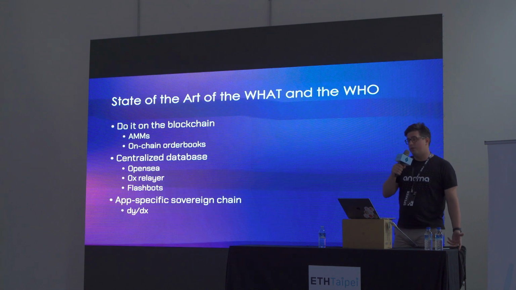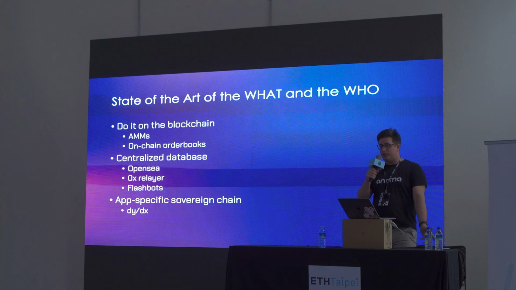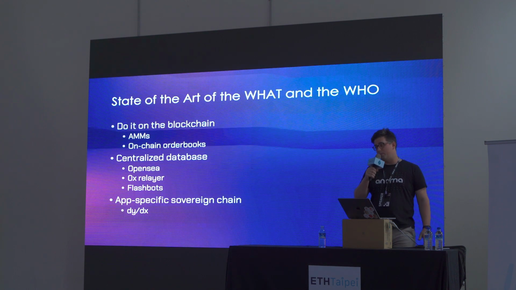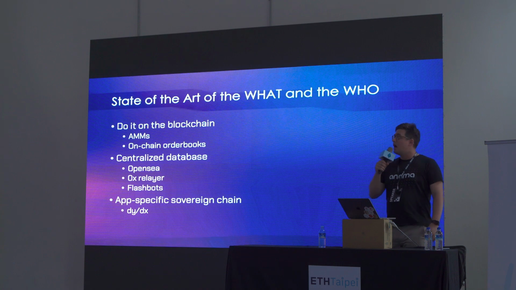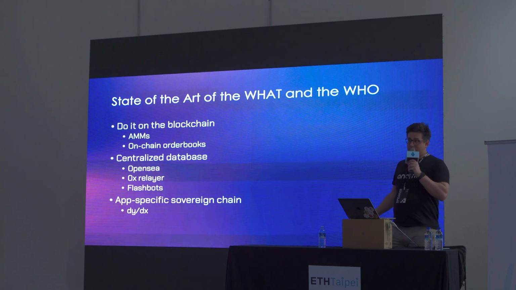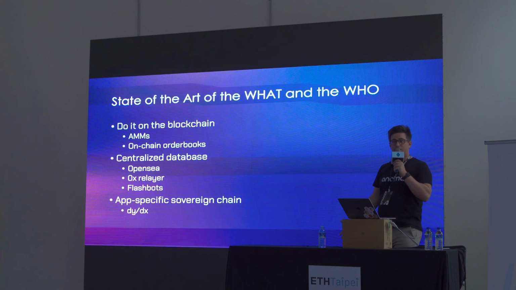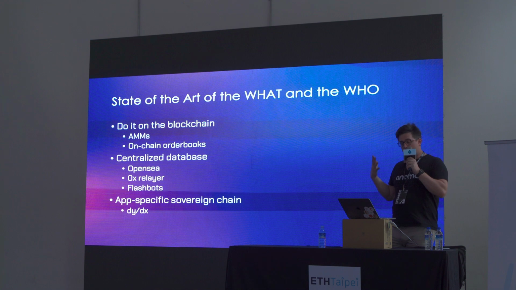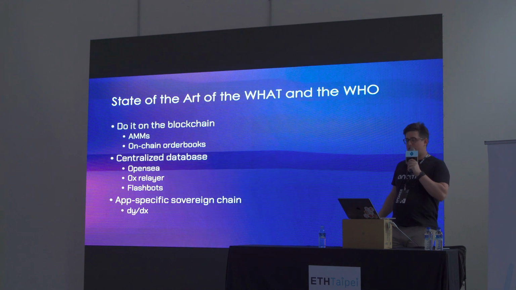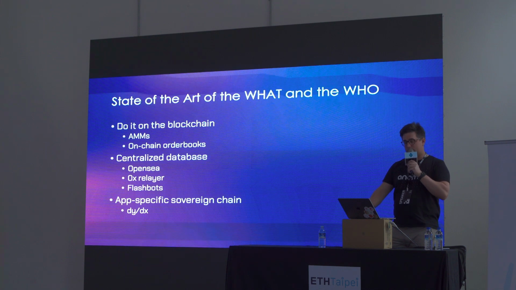And app-specific sovereign chains, this is a great idea, and everything is great about it, except it's really hard to do. It requires a lot of development work, a lot of time and effort, and not everybody can pull this off. But if somehow we could generalize this use case, if we could make it possible to have some kind of app-specific chain on demand, that would be great. And this is something that Anoma tries to do.